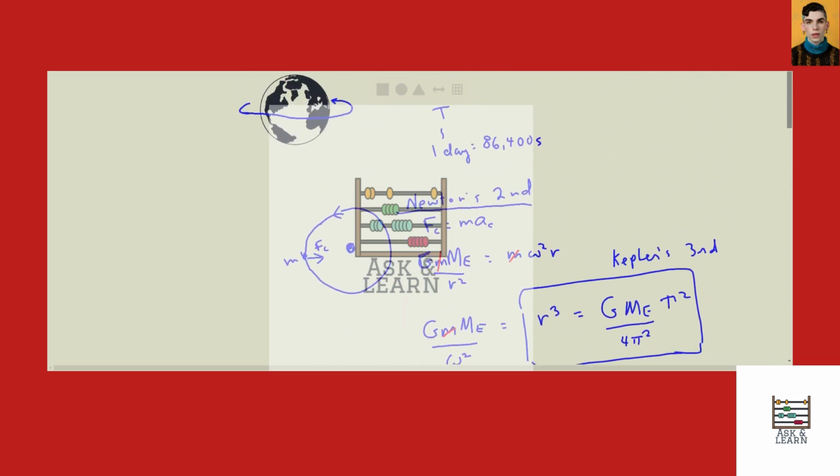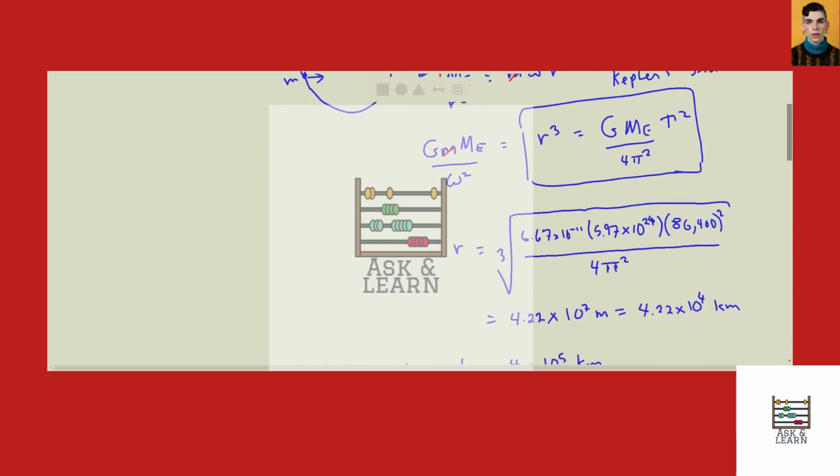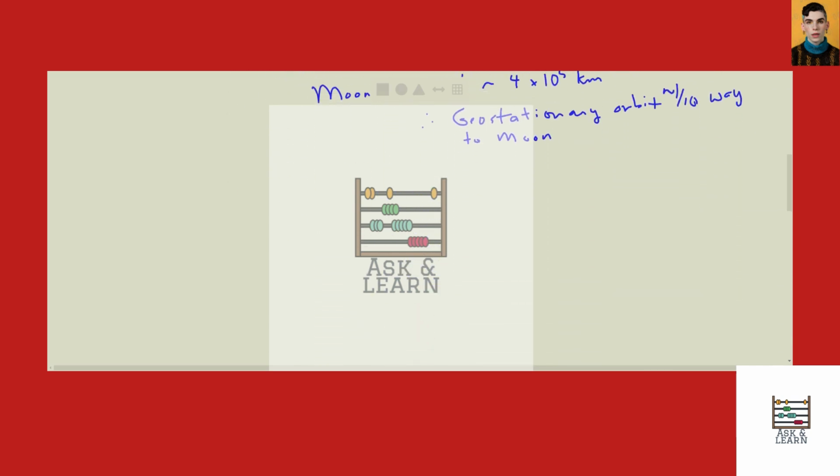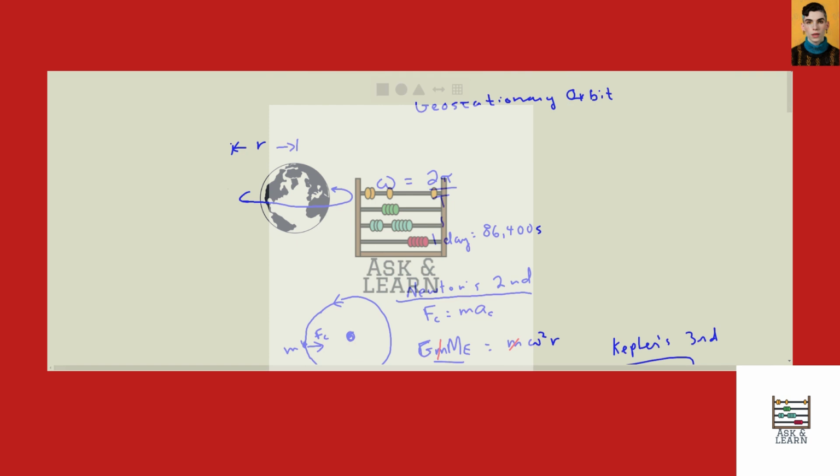Okay, and one last thing. What if instead of going around the equatorial plane, what if the satellite starts at the pole? How long will it take to get to the equatorial plane? And we can see that that is 1/4 of the orbit.